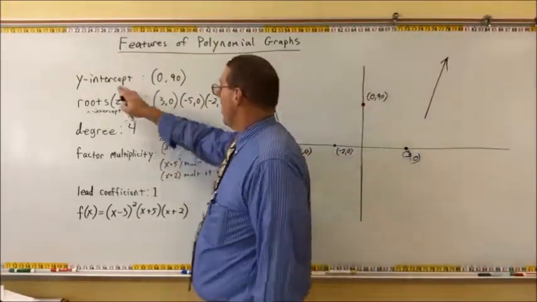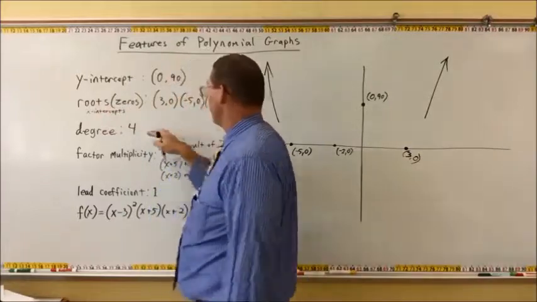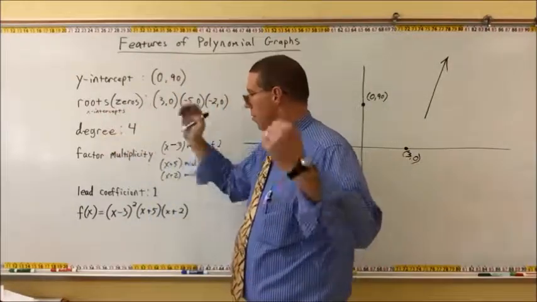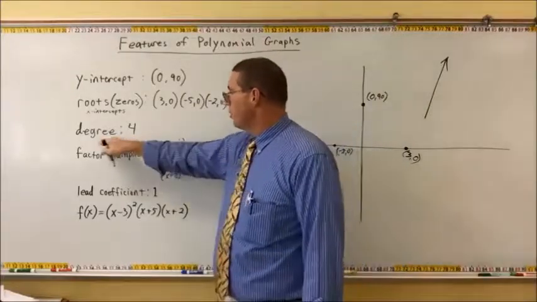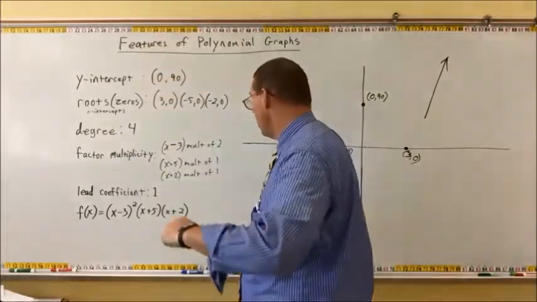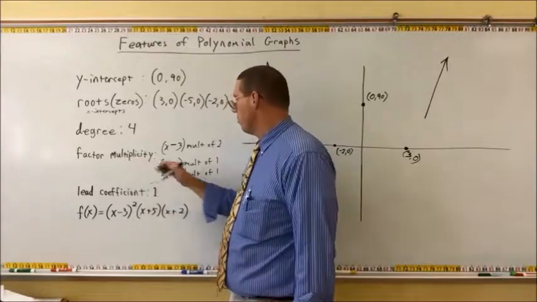So we handled the y-intercept. We plotted all the roots. The lead coefficient tells us which way the right side goes. The degree tells us which way the left side goes. The last thing is the factor multiplicity.